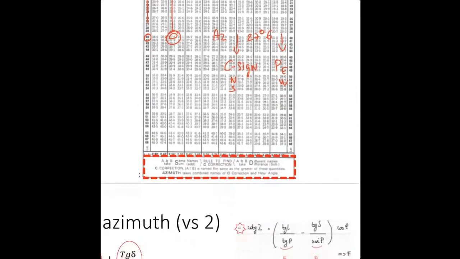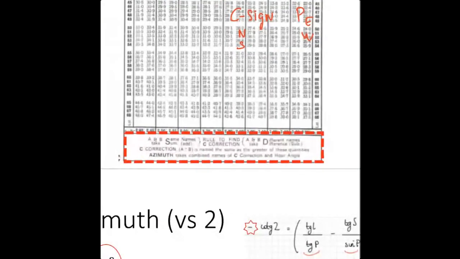Should you be in stress at the exam and you have your Norris with you, all you have to do regarding the signs is mentioned here. The azimuth takes the combined names of C correction and hour angle. If A and B have the same names, you have to add. If A and B have different names, you have to subtract. And C gets the name of the greater of these quantities.